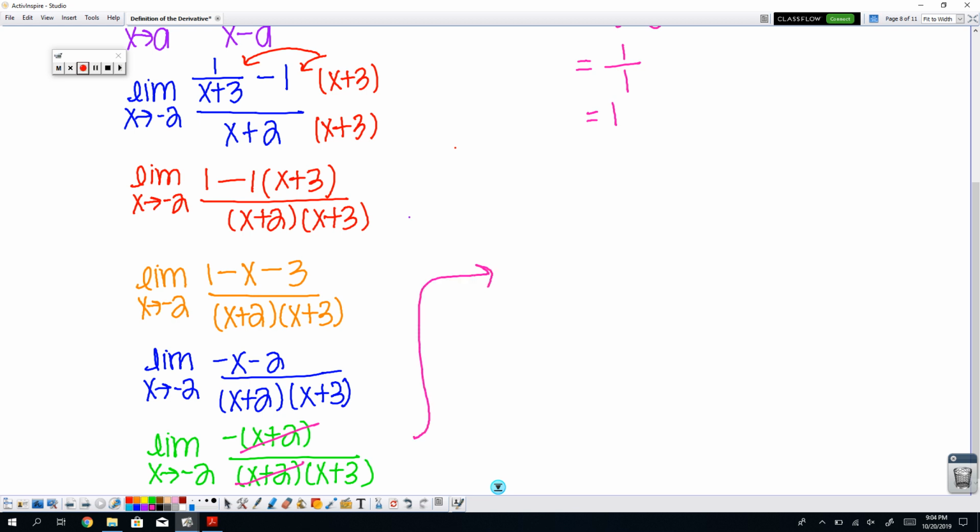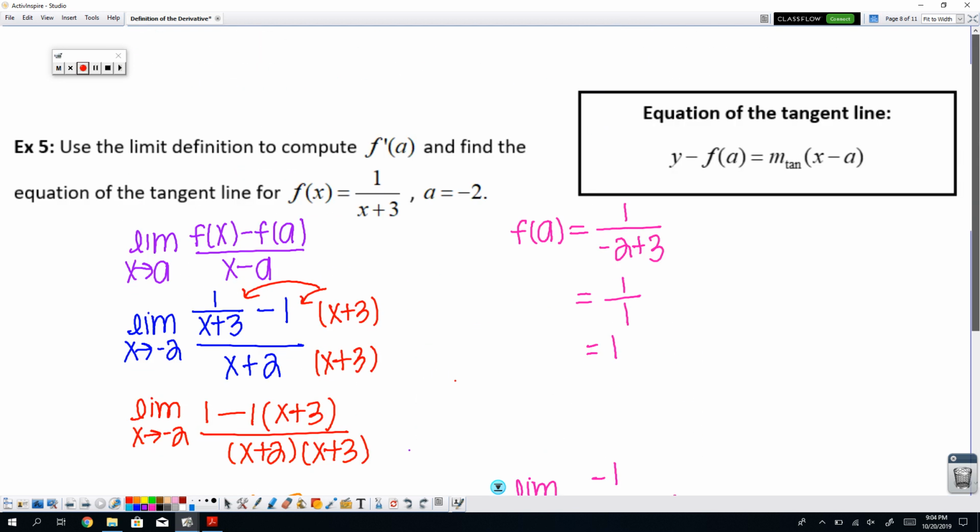I'll bring us back up here. We have the limit as x approaches negative 2 of negative 1 over x plus 3. Okay? So now we get to plug in negative 2 and drop the limit notation. Negative 1 over negative 2 plus 3, which is just negative 1. Lots of work for just negative 1.